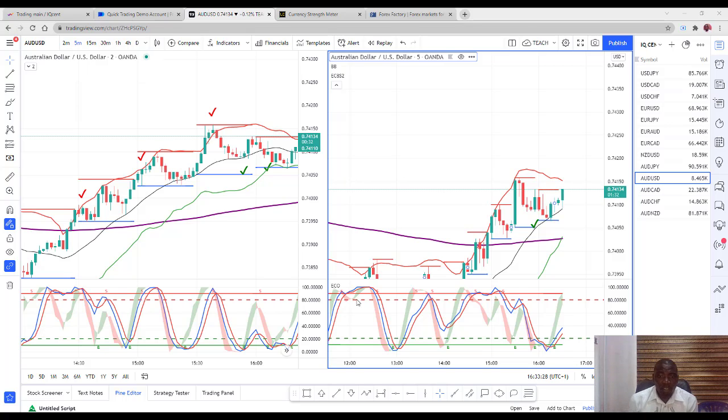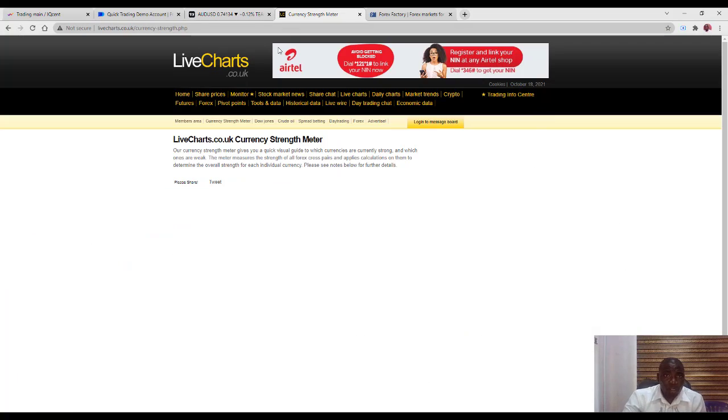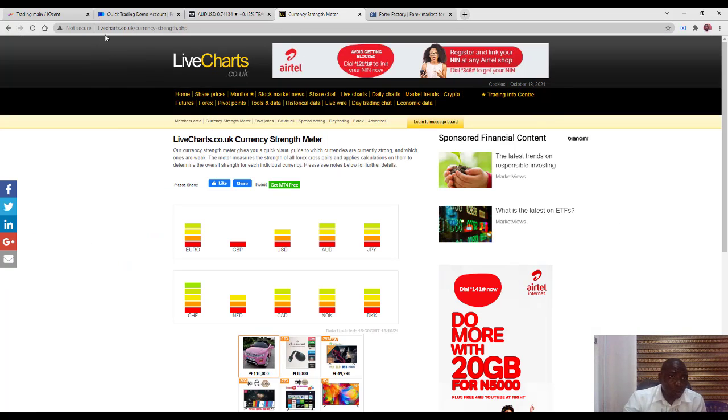You can use the currency strength meter if you go to www.livecharts.co.uk. When you go to that web page, you're going to see the currency strength meter. Once you click on it, you're going to see this. Now this is actually the currency strength meter. It's giving you the majors and the minors.